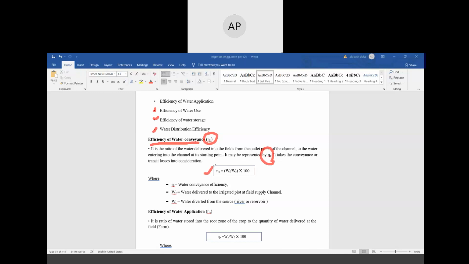So efficiency is denoted by WF divided by WR into 100, where eta suffix C is the water conveyance efficiency, W suffix S is the water delivered to the irrigated plot at the supply channel, W suffix R is the water diverted from the source. So this is the mathematical expression of water conveyance efficiency.